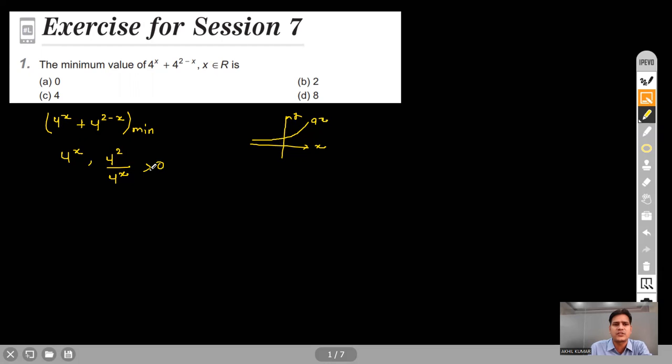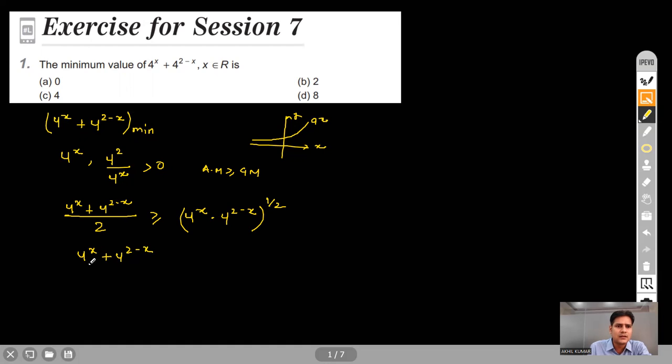Since these two numbers are positive, we can apply the arithmetic mean and geometric mean inequality, which says that arithmetic mean is always greater than or equal to geometric mean. So let's apply this inequality on these two numbers. It will be 4 raised to power x plus 4 raised to power 2 minus x, divided by 2, greater than or equal to 4 to the x into 4 raised to power 2 minus x, whole raised to power 1 by 2. So this will become 4 raised to power x plus 4 raised to power 2 minus x greater than or equal to 2 into 4 raised to power 2, whole raised to power 1 by 2, that will be 4 only.